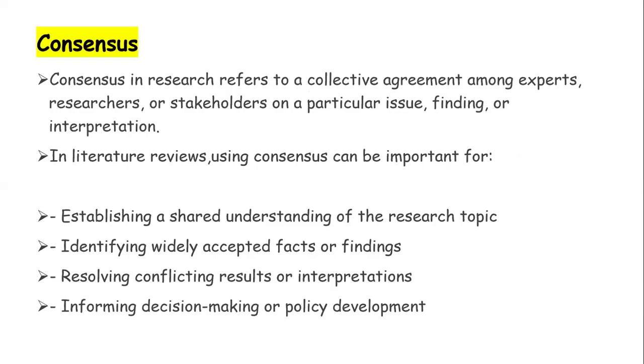So Consensus is the third one I am introducing to you guys. It is basically, in research, a collective agreement among experts, researchers, or stakeholders on a particular issue, finding, or interpretation. In a literature review, using consensus can be important for establishing a shared understanding of the research topic, to identify widely accepted facts or findings, resolving conflicting results or interpretations, and informing decision making or policy development.